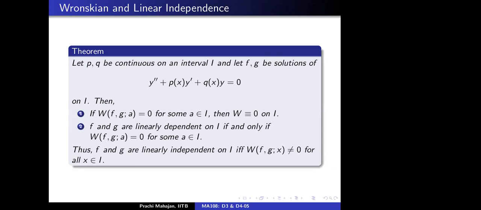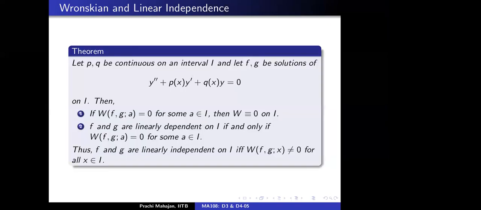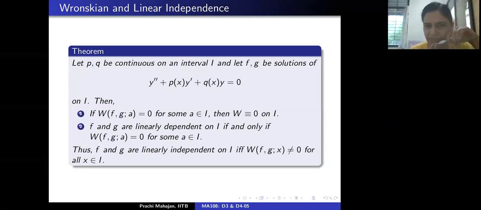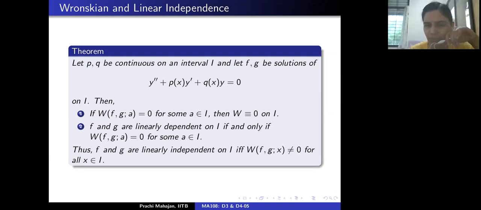For the second point, we will see a proof. But nevertheless, go ahead. For the second point, we don't need to specify: if it is 0 for some A belonging to I, then it is of course 0 for every x belonging to I, right? That follows from Abel's formula. Correct.